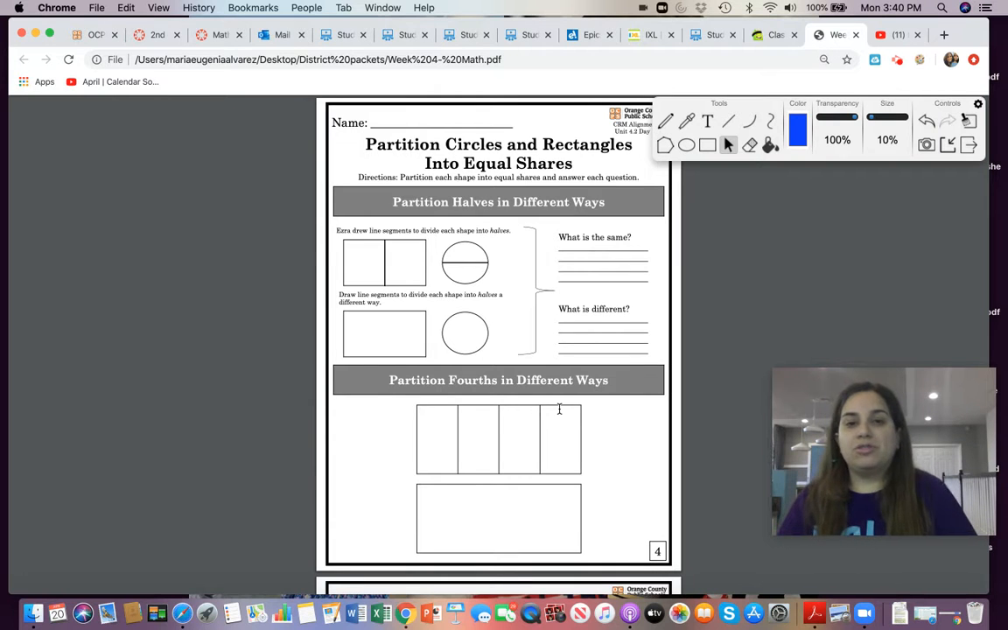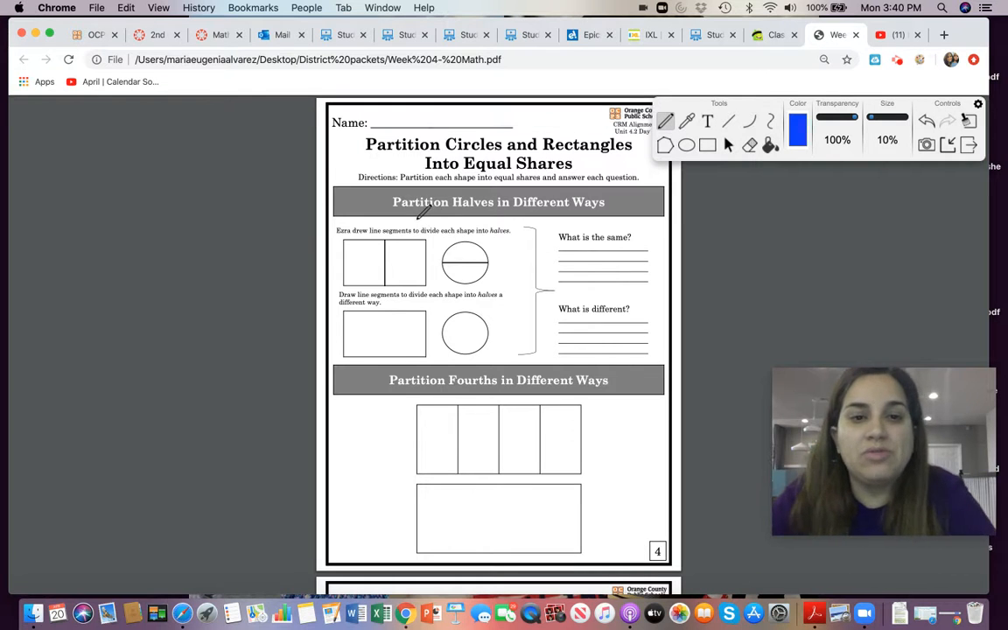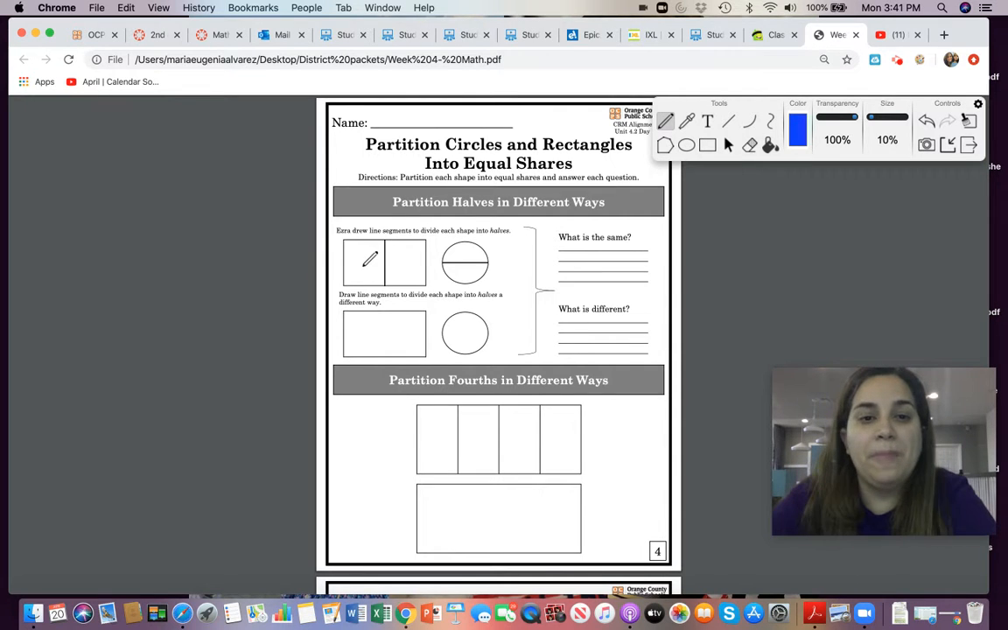Partition circles or divide circles and rectangles into equal shares. So we see that the first one, Ezra drew line segments to divide each shape into halves. Halves, two parts, okay? Just one line in the middle or wherever, but there should be 2 parts, okay? That's 1 and that's 2 right here. See? 1 and 2 right there.